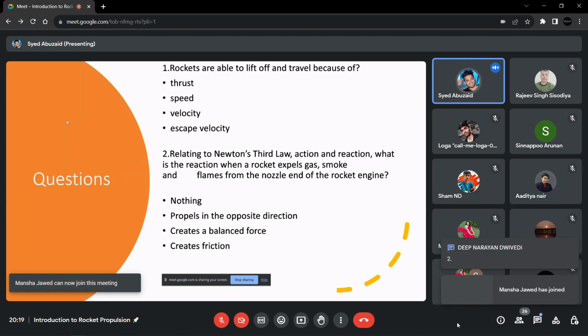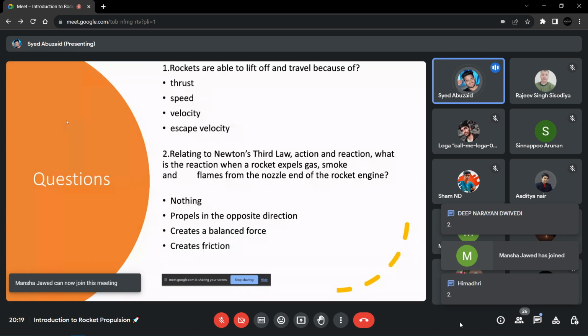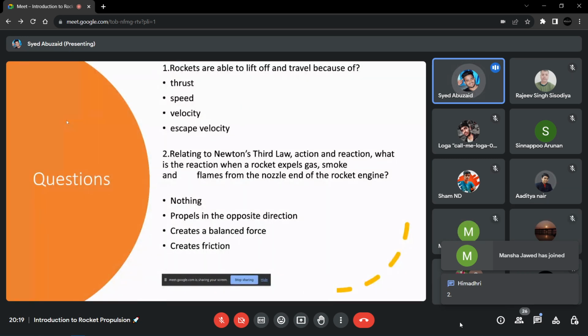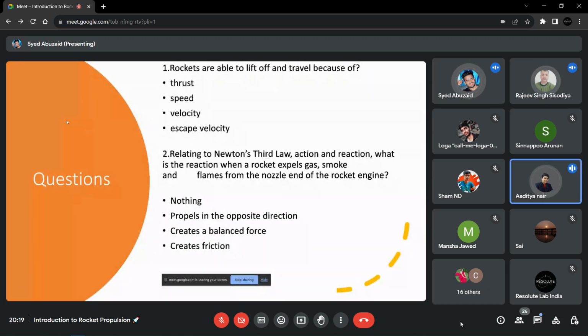I am asking once again, related to Newton's third law, action and reaction: what is the reaction when a rocket expels gas, smoke, and flames from the nozzle? The end part of the rocket engine is called the nozzle. So according to Newton's third law, what happens to the rocket when it expels the gas and smoke? What is the right answer?